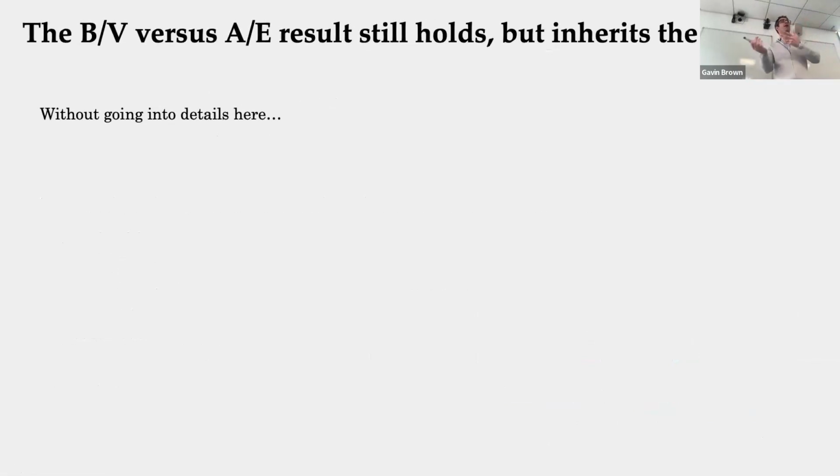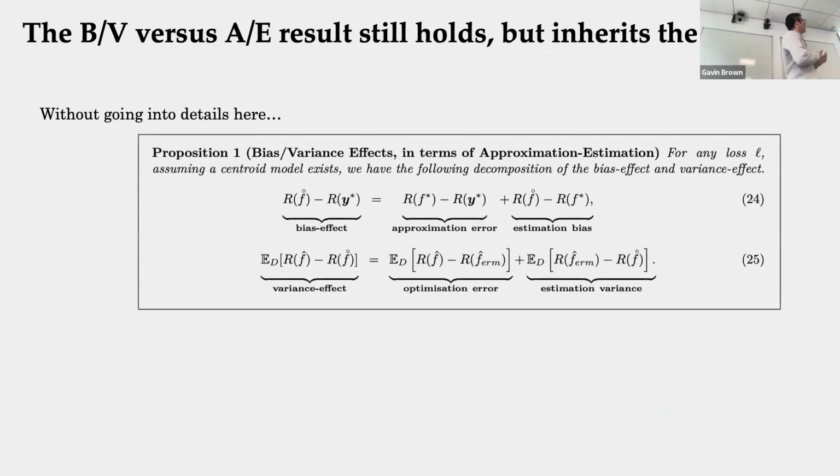So this relationship between bias variance and approximation estimation, without going into the details of it, you still get that same relationship. You get this term not called the bias, but called the bias effect. And you get this term not called the variance, but called the variance effect. And this variance effect can be negative. But like I said, these terms still decompose into the terms known from learning theory: approximation error, optimization error, estimation error, and you get this estimation bias and variance term coming out.